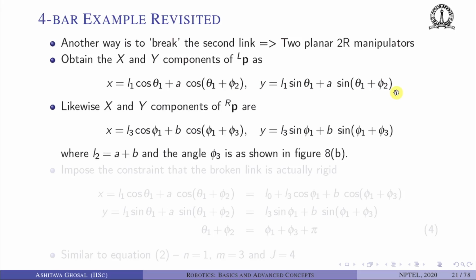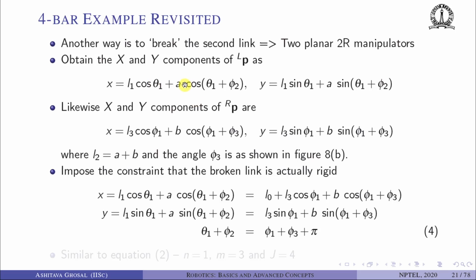Likewise, from the right side, we can write the X and Y components in terms of angle phi 1 and B and phi 3. Here A comes because you have broken at distance A and B. And we can impose the constraint that the broken link is actually rigid. So what is the constraint when you have a rigid link? The positions are the same and the orientations are the same from both sides.